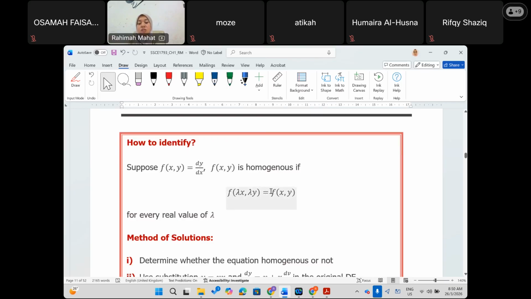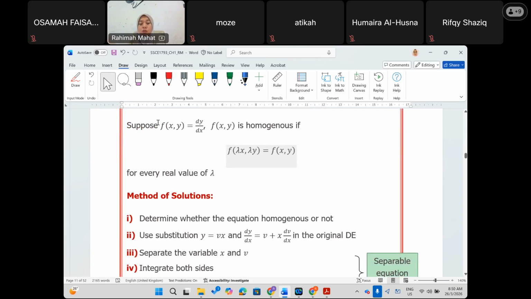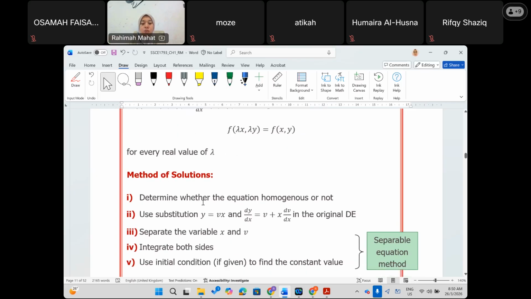In the question back, you can get the question back. Okay, the equation of the question. So this is the method of the solution.